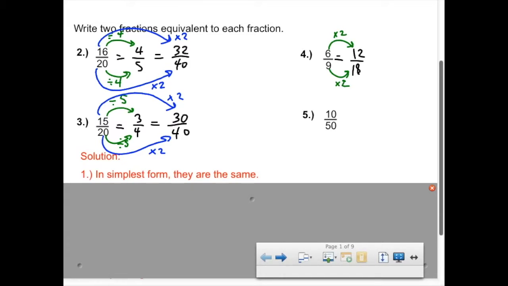And can you give me another equivalent fraction? 2/3. 2/3. And how'd you get 2/3? Nice. Divide by 3. Divide by 3. Very good.